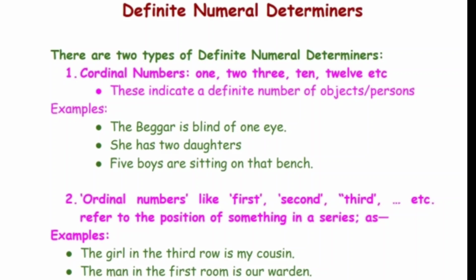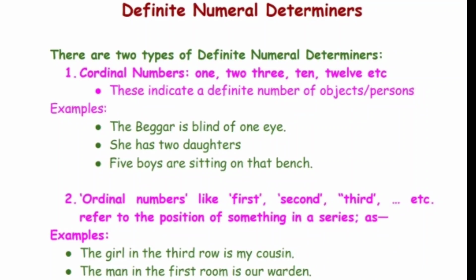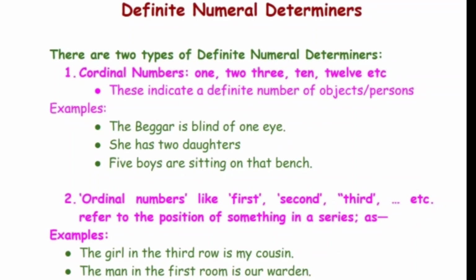100 soldiers were killed in the fight or in the battle. So 100 is the cardinal number over here. In the same way, the beggar is blind of one eye. Here one is the cardinal number. She has 2 daughters. 2. 5 boys are sitting on that bench. So 5 is the cardinal number over there.